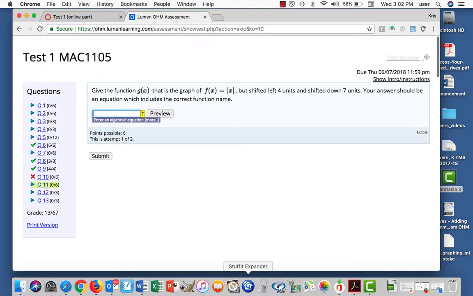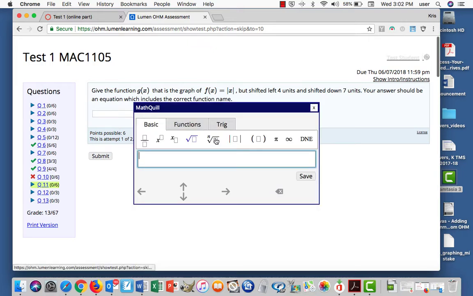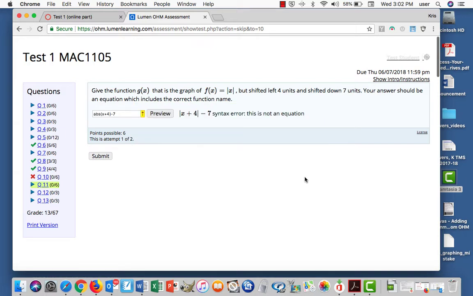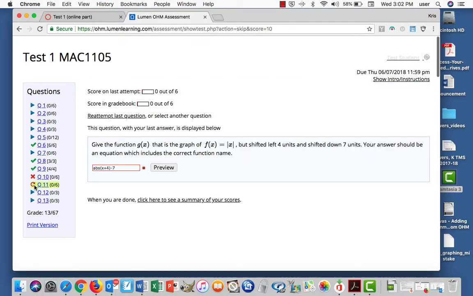So what I'm going to do wrong this time is I'm not going to follow those directions. So I'm using the absolute value bar. Okay, we want it shifted left, so that's x plus 4, and shifted down 7. That's a -7 on the outside. All right, and oh, it's telling me a syntax error, but let's pretend like I don't see that because I want to show you what's going to happen. Okay, instead of doing an X, it's got the little round arrow. And so that means you still have an attempt.